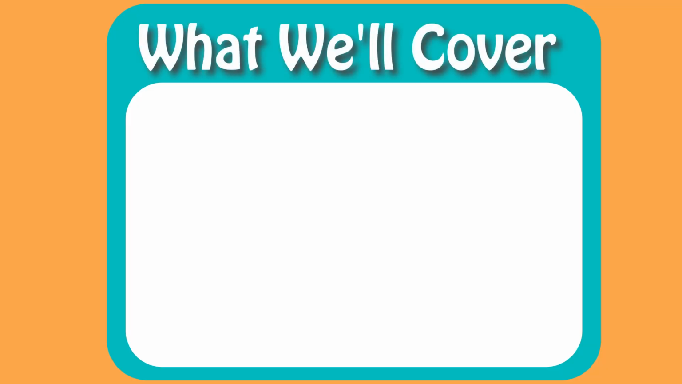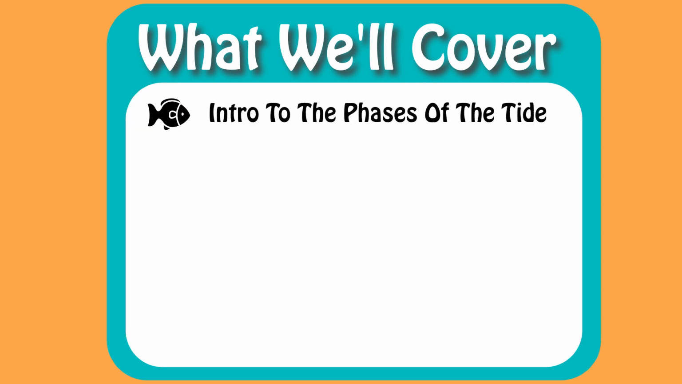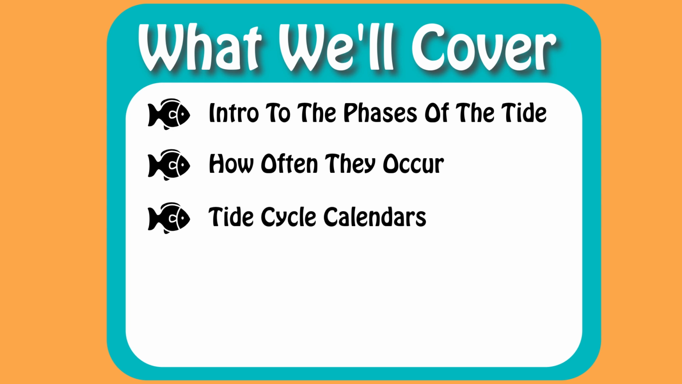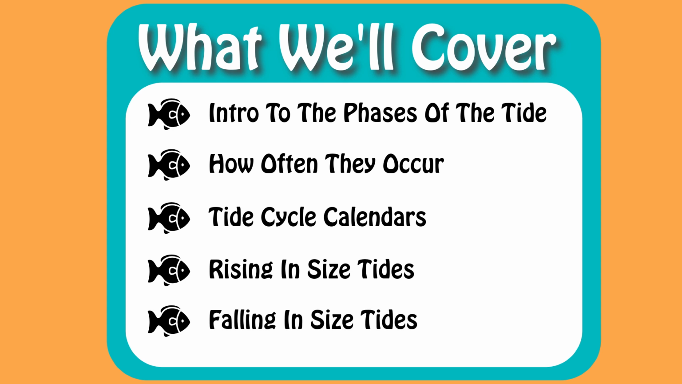We'll begin by providing you with a quick basic intro into the main phases of each tide. We'll then quickly discuss how often tides can typically occur within each 24-hour period. We'll then talk about tide calendars and how to read them. From here, we'll cover what rising tides are. We'll also cover falling tides and how you can use both types of tide to make your trips more effective.